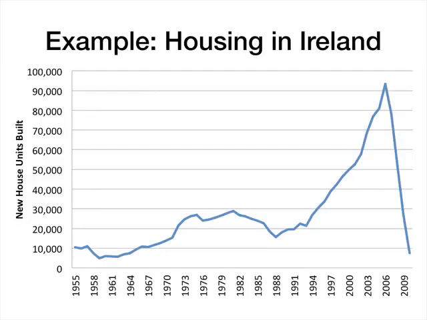Here's a really good example. Here's the housing stock. This is new housing units built from 1995 to 2009. And so you can see two things here. The first is that blue line represents, well, hang on, does it represent a stock or a flow? Hands up who thinks the blue line represents a stock. Come on, hands up, seriously, who thinks it's a stock? Who thinks it's a flow?